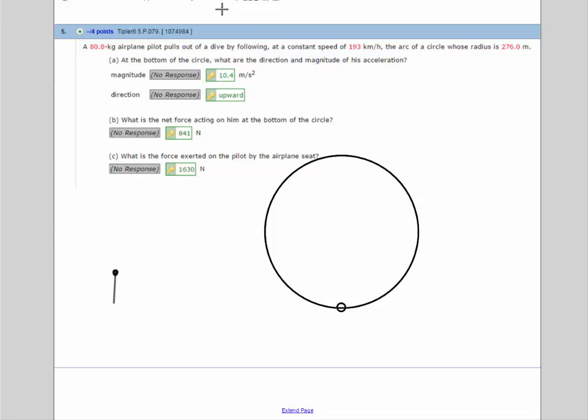Oops, get a vector here. You will have the mass of the airplane pilot coming down here, because we're only going to be worried about the force that the pilot is going to feel. So we take 80.8 times 9.8, and that's going to give me a value of 791.84 newtons coming down. You're going to have the force that the seat is pushing back on him going up like this.